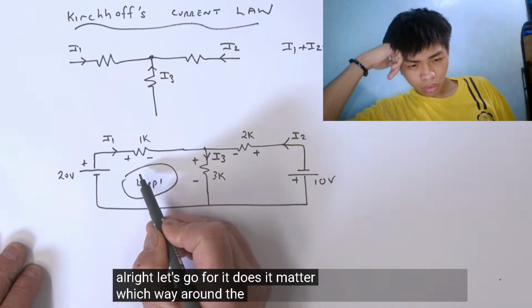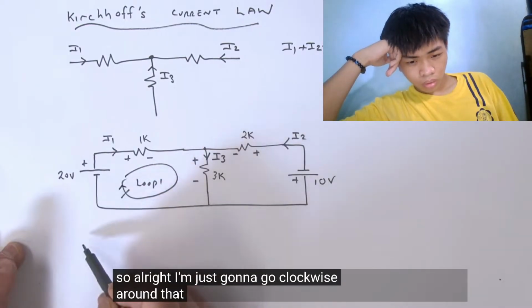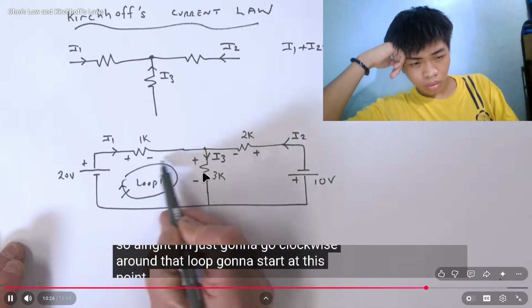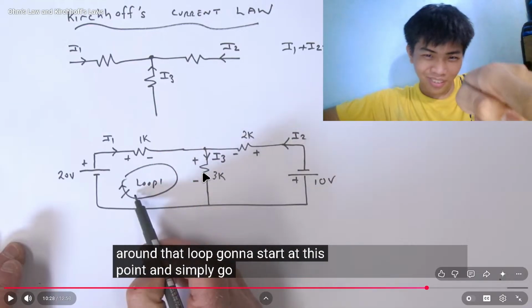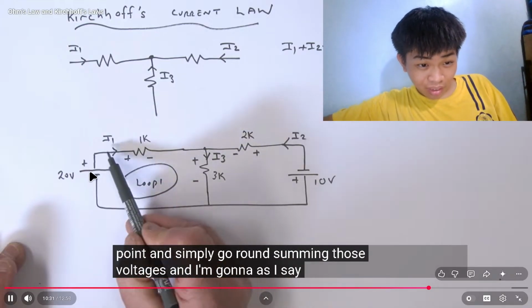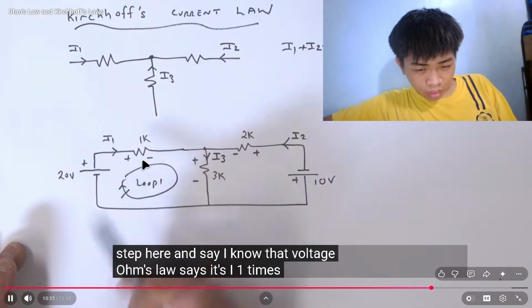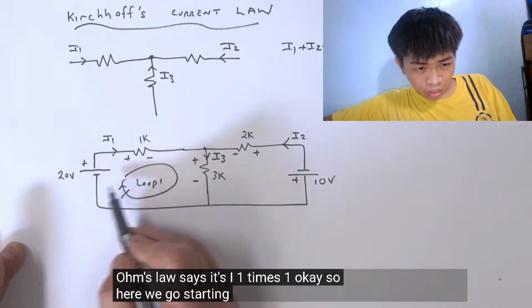Does it matter which way around the loop? No, it doesn't. So I'm just going to go clockwise around that loop. I'm going to start at this point and simply go around summing those voltages. I know that voltage: Ohm's law says it's I1 times 1K. So here we go, starting here. So what have I got?